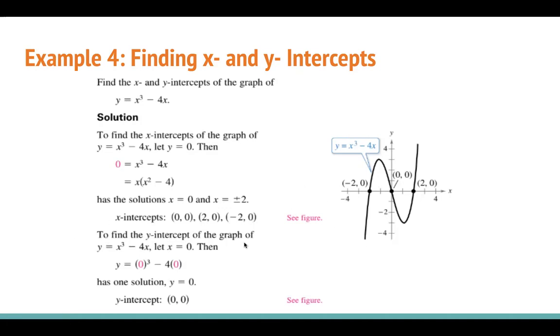Now we're going to look for the y-intercepts. We're going to plug in 0 as x. Here you can see that 0 is plugged into this equation for all the x's, and we'll end up with 0. So the y-intercept is (0, 0), shown on the graph here.